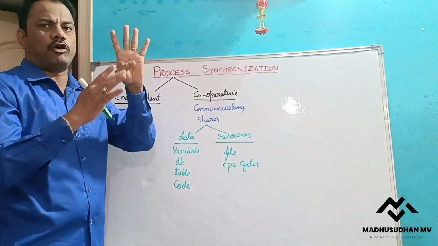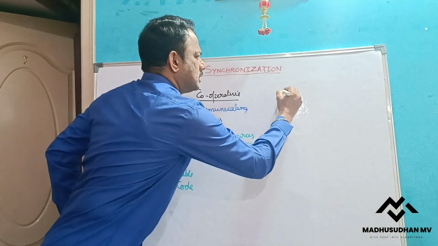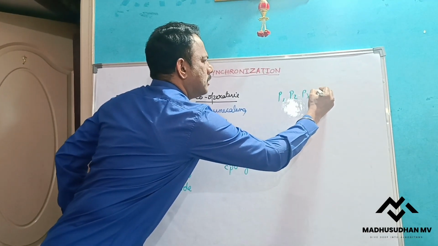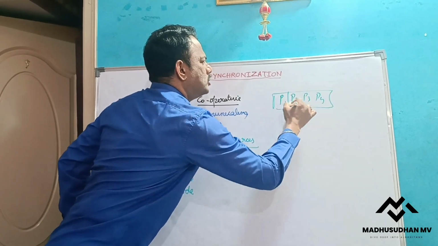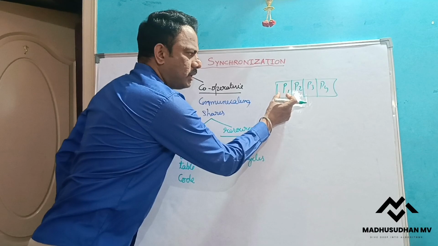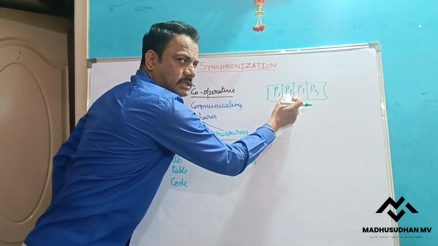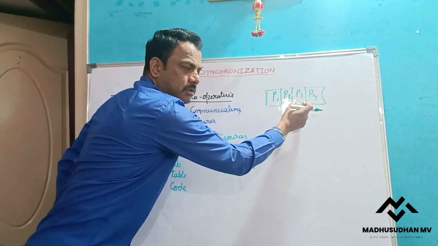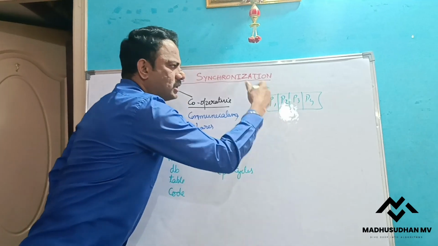So assume there are four processes, P1, P2, P3, P4. They are in the ready queue. Assume they came in this order. Now, first 10 microseconds is going to P1. After that, the next 10 microseconds will go to P2. Then the same CPU will be given to P3 for 10 microseconds, like this.